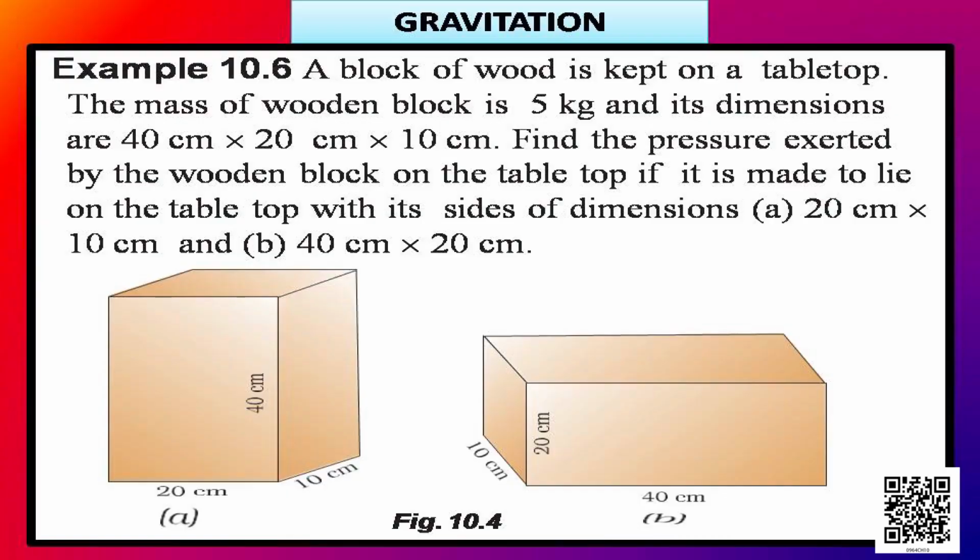It says a block of wood is kept on a tabletop. The mass of the wooden block is 5 kg and its dimensions are 40 centimeter into 20 centimeter into 10 centimeter. Find the pressure exerted by the wooden block on the tabletop if it is made to lie on the tabletop with its side of dimensions (a) 20 centimeter into 10 centimeter and (b) 40 centimeter into 20 centimeter. So, students, let us discuss the solution.